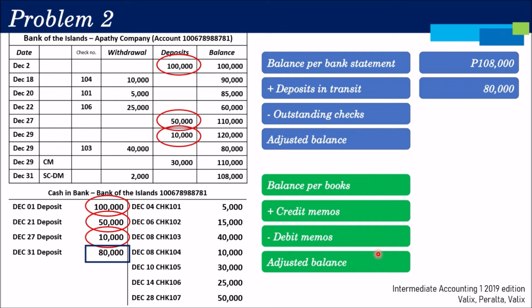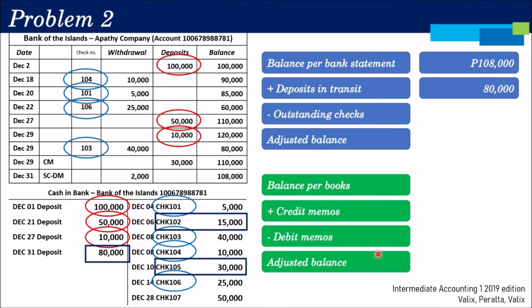Check po natin. Check 101, meron na, 5,000. Nabawas na. Check 103, nando na din 40,000. Check 104, nando na din 10,000. Check 106, nando na din 25,000. Yan lang yung na-encash na cheque or na-present for payment. 'Di ba? Nung mga may hawak nung cheque. Anong mangyayari dito sa check 102, 105, and 107? Yan po yung tinatawag nating outstanding check. Hindi pa na-present for payment. Okay? So, yan na po yun.